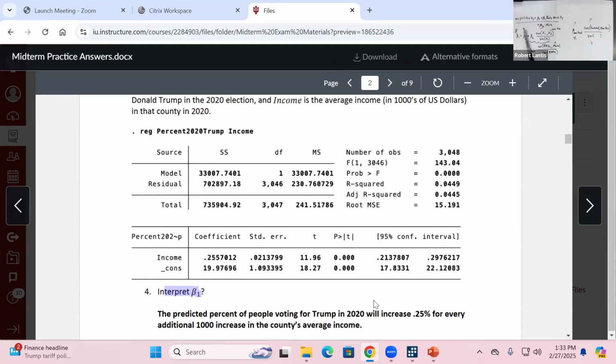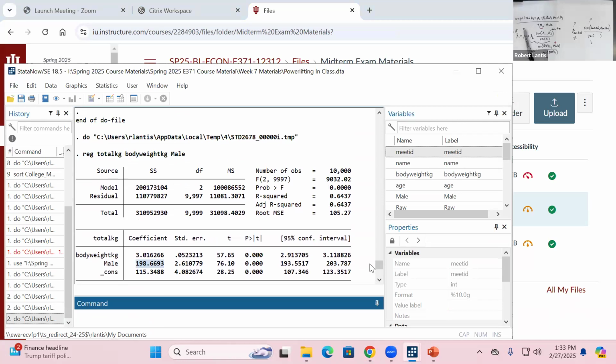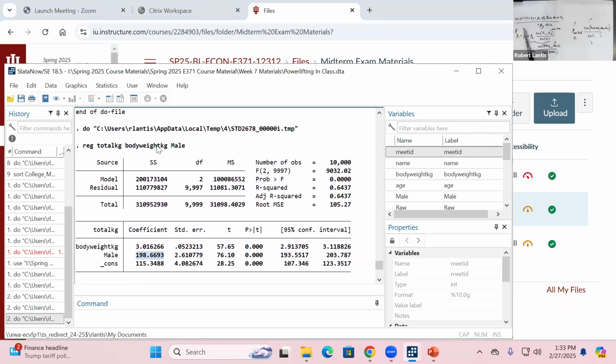If I really wanted to reiterate that, if I'm looking at my output here, how would I interpret, and here I'm thinking about the order in which I wrote them, beta 1 would be with this variable, beta 2 here. How would I interpret beta 1, or the coefficient on body weight here? You definitely are going to have to make interpretations of coefficients. So how would I do that?